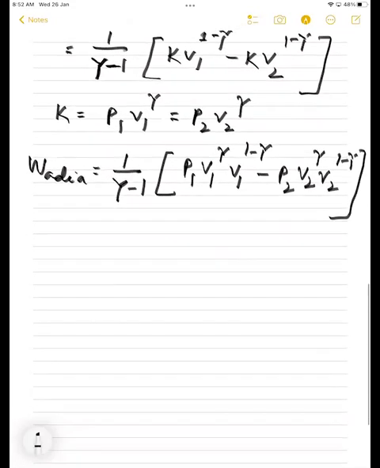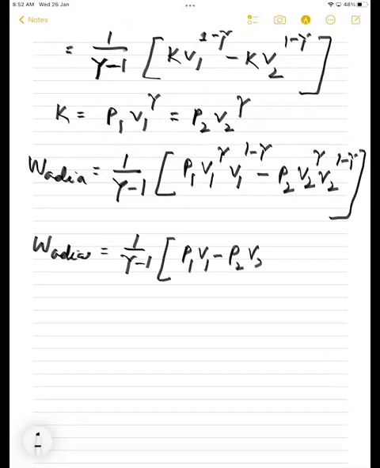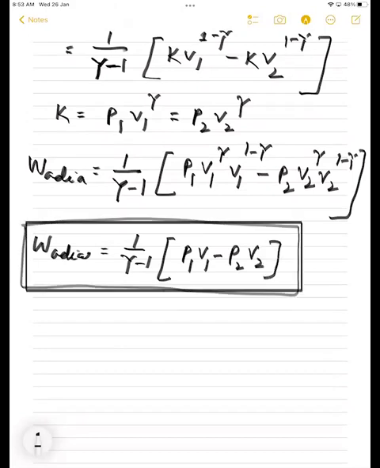So finally, the expression you keep in mind, work done during adiabatic process is equal to 1 by gamma minus 1, right? See here, students, V1 gamma into V1 to the power 1 minus gamma, then it will be how much? Only V1, correct or not? So finally we got 1 by gamma minus 1 into P1 V1 minus P2 V2. Students understood how to find the work done in adiabatic process?